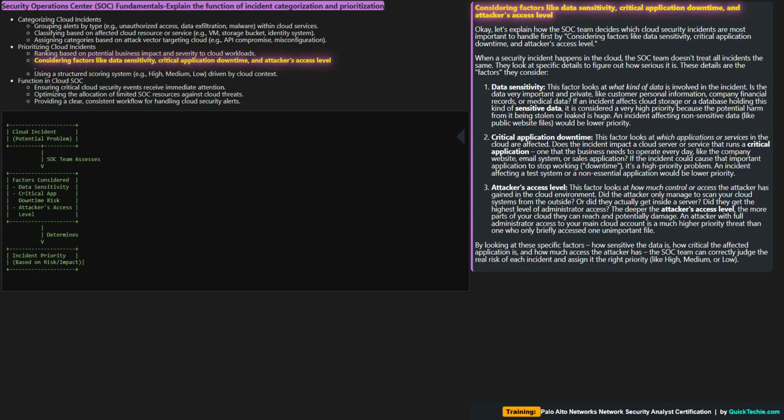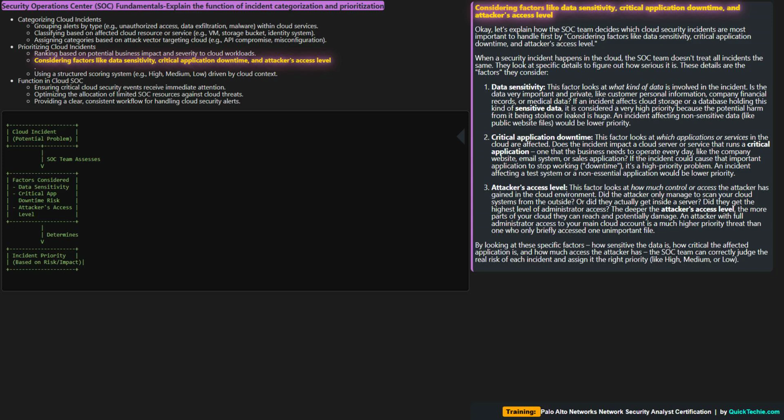1. Data sensitivity. This factor looks at what kind of data is involved in the incident. Is the data very important and private, like customer personal information, company financial records, or medical data? If an incident affects cloud storage or a database holding this kind of sensitive data, it is considered a very high priority because the potential harm from it being stolen or leaked is huge. An incident affecting non-sensitive data, like public website files, would be lower priority.